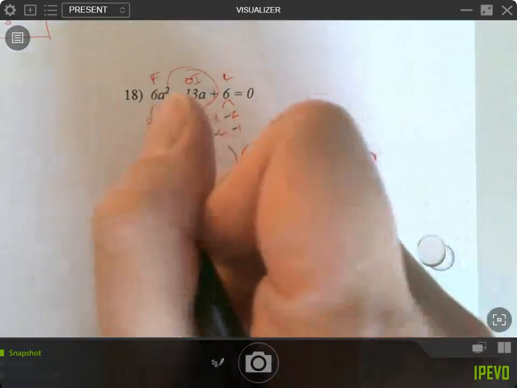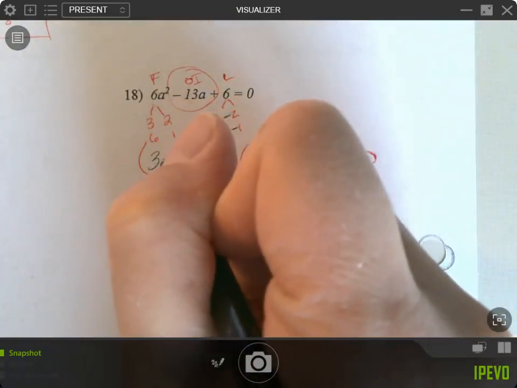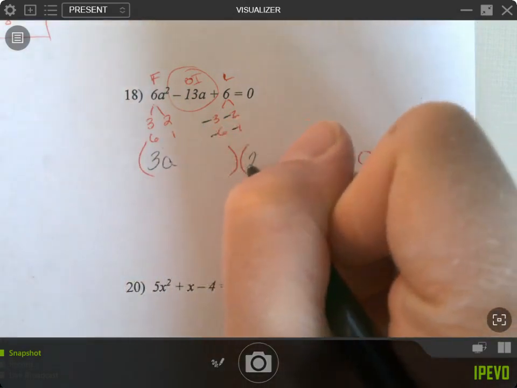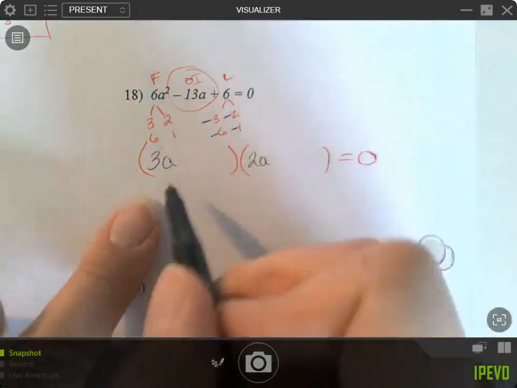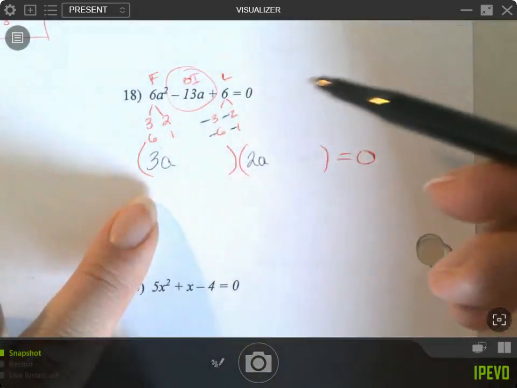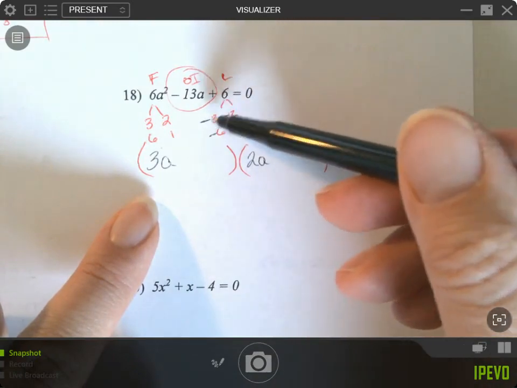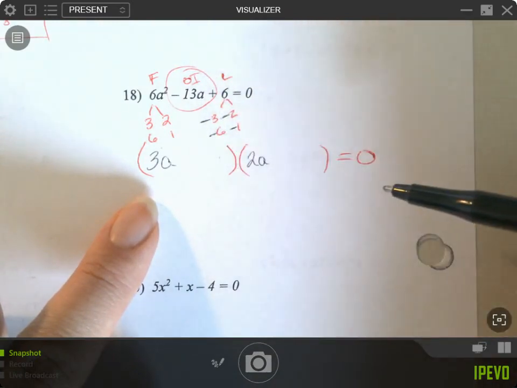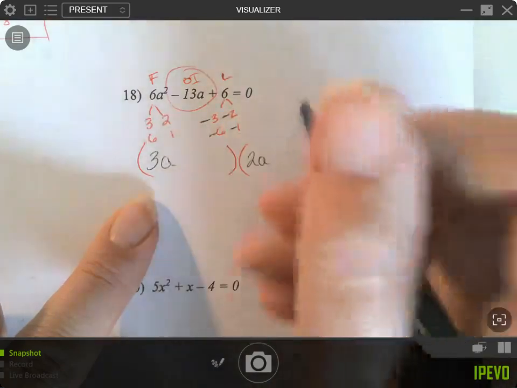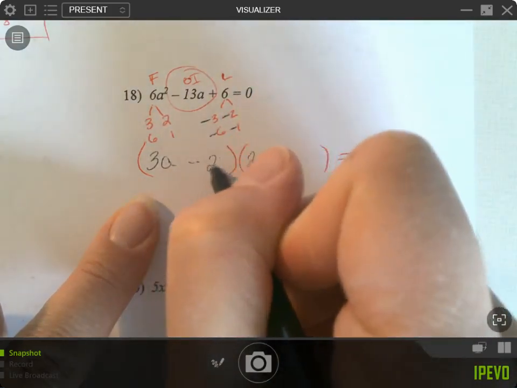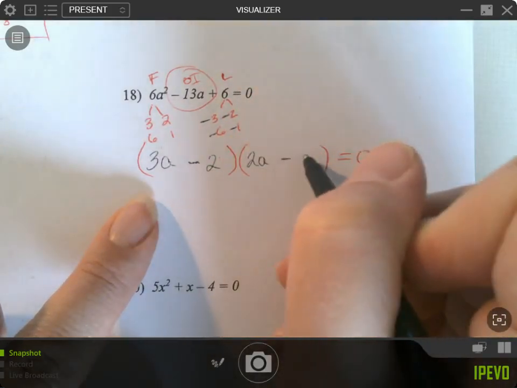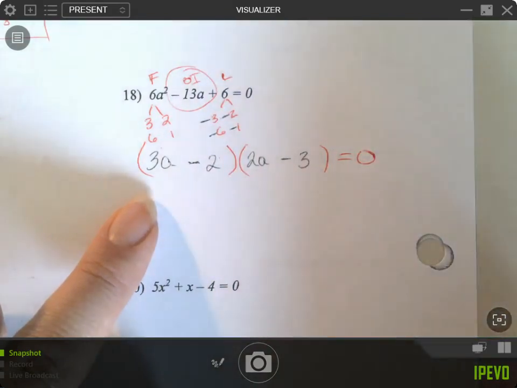Now here's the deal. I'm using an erasable pen. Pretty fancy. But here's my problem. If I do the 3a and 2a, I can't put the 3 in with the 3. Do you remember that? Because there's no GCF. So I'm automatically going to put it in as a -2 here and a -3 here. Now, what do I have to check for?